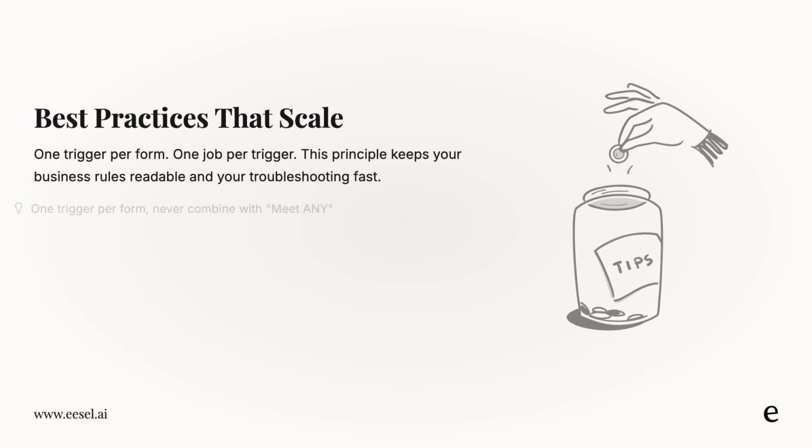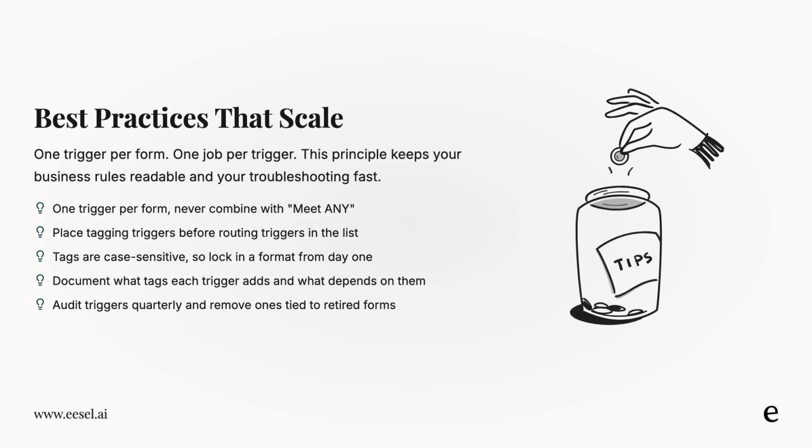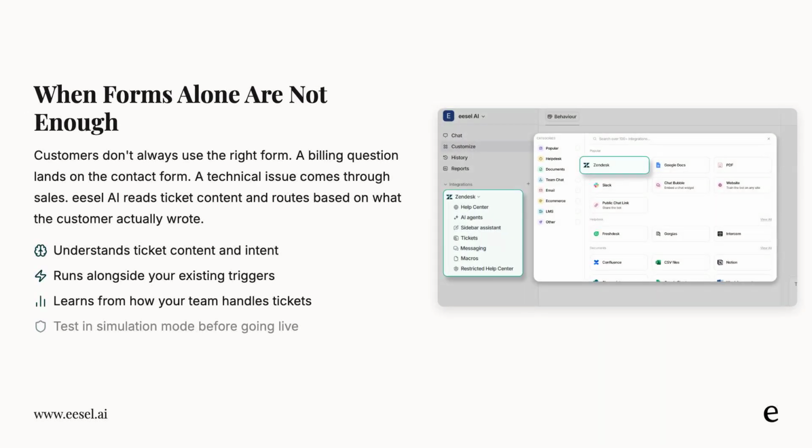A few rules keep the system clean as you scale. Create 1 trigger per form. Never combine multiple forms into one trigger. Put your tagging triggers at the top of the list, so tags exist before routing triggers try to use them. Decide on a naming format for your tags on day 1, because tags are case sensitive and inconsistency breaks your filters. Here is the honest limitation of form-based tagging.